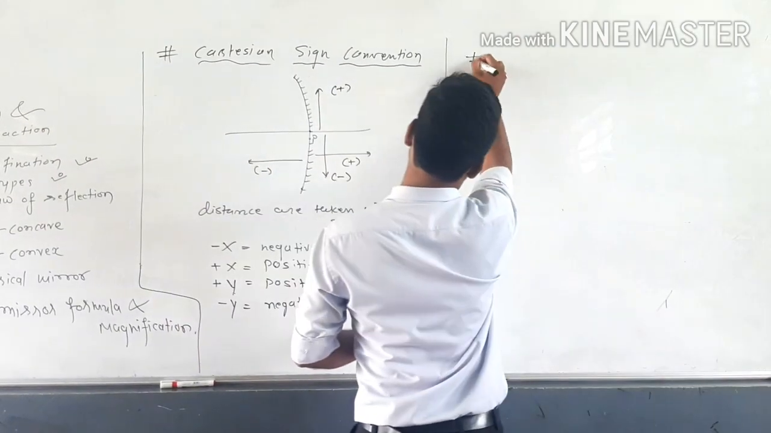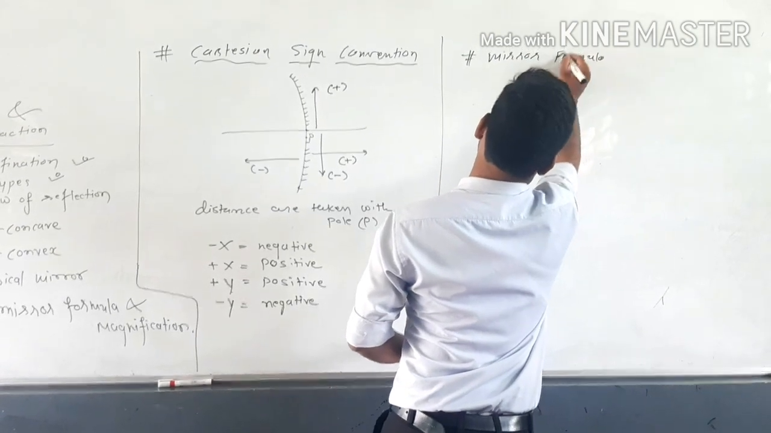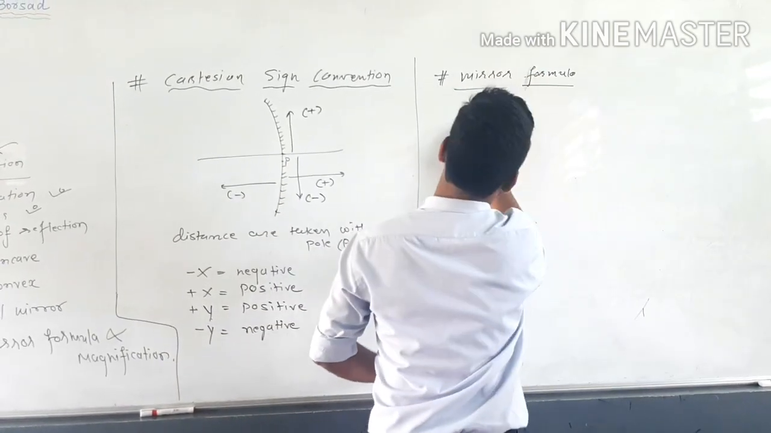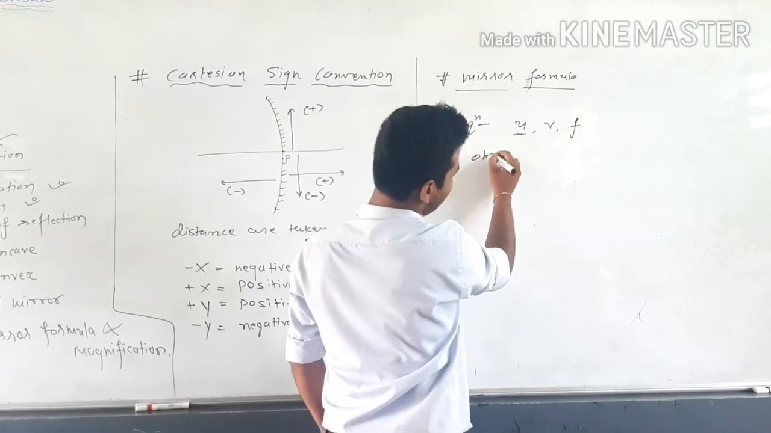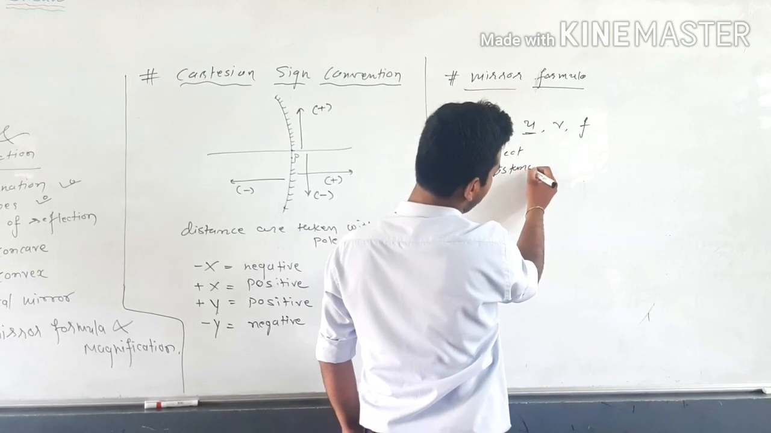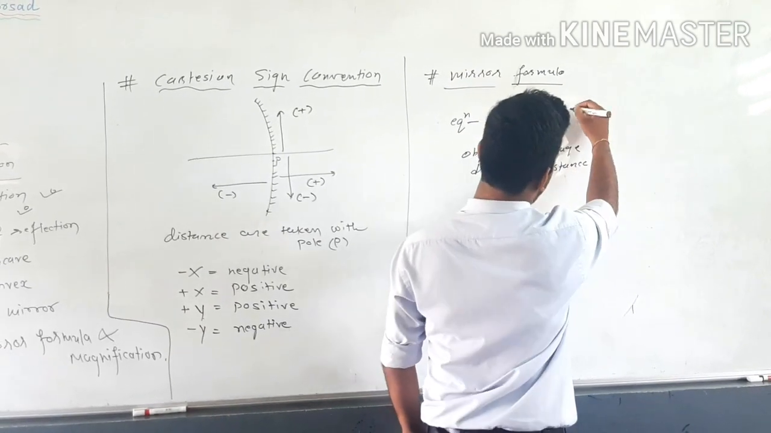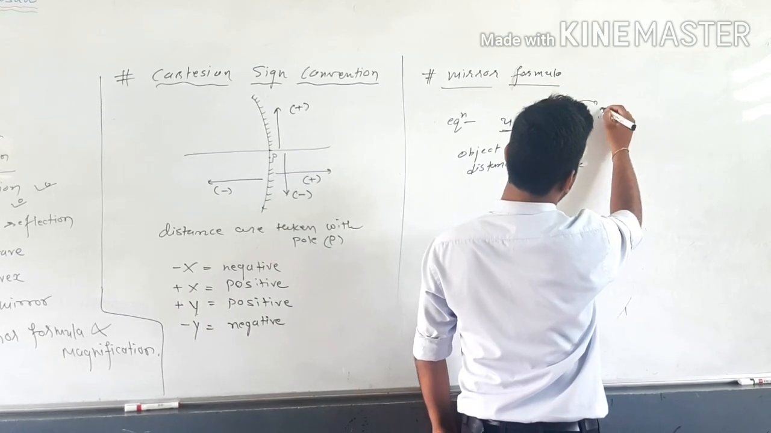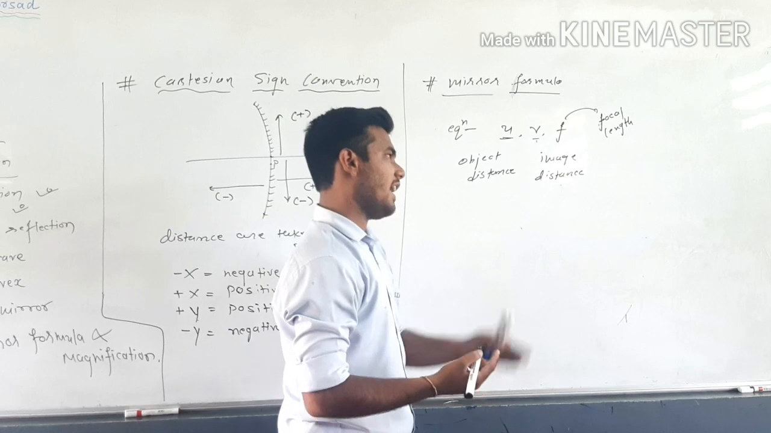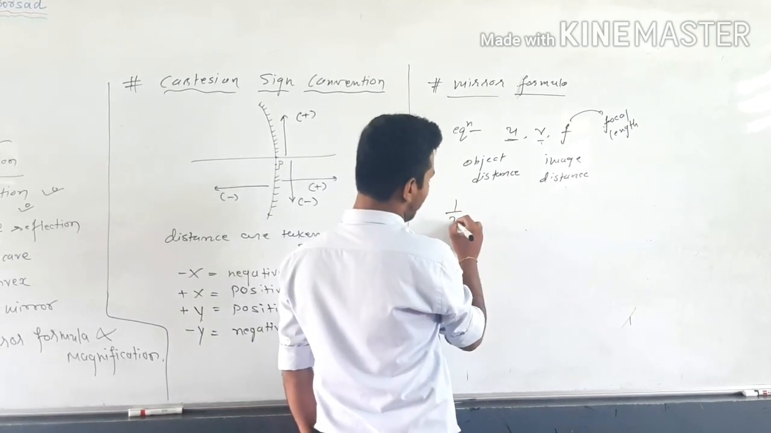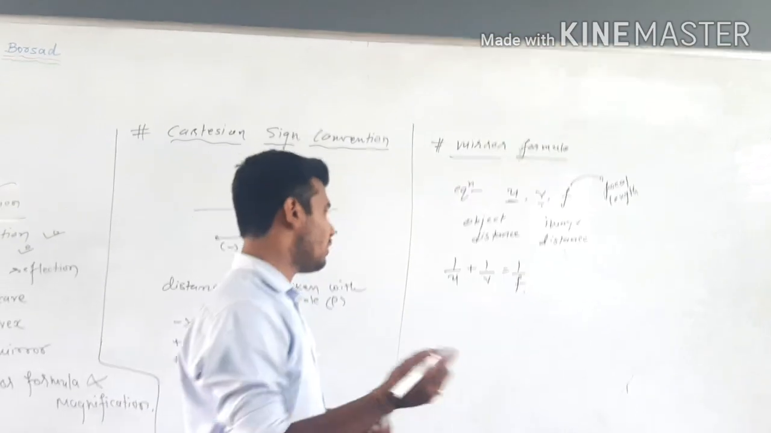After Cartesian sign convention, we will have the concept of mirror formula, right? Now, what is called mirror formula? In mirror formula, we will understand the equation which gives us the relation of u, v and f. u means object distance, v is our image distance, and f is our focal length. So the equation which gives us the relation between u, v and f is called mirror formula, and we know mirror formula is 1/u + 1/v = 1/f. More detail is given in our previous video, you can go through it and understand.